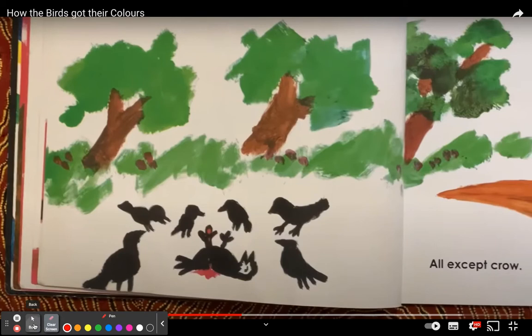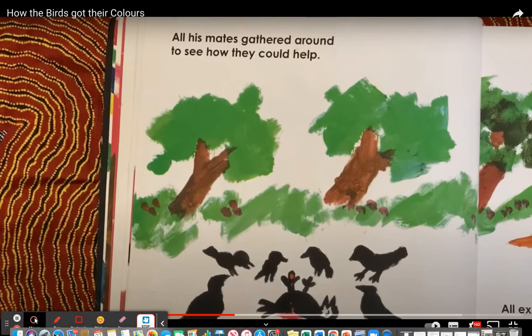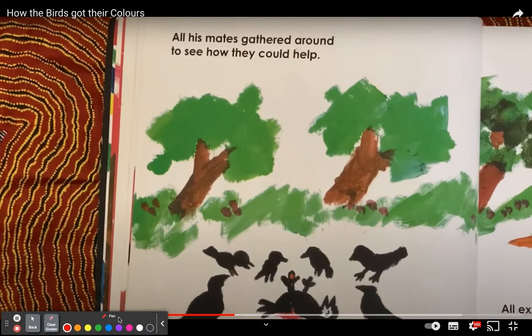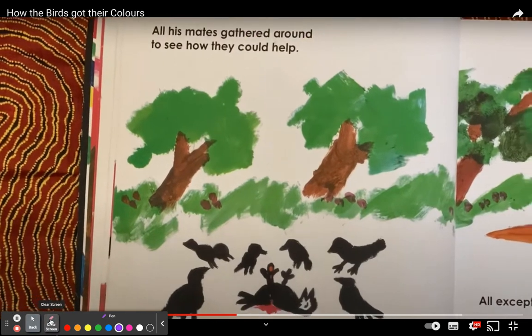Okay, we just go back a little tiny bit. All his mates gathered. I can hear the sound in gathered, and I can see that's the ER. That's the way it's spelled. So write gathered in your ER section in your learning journal.